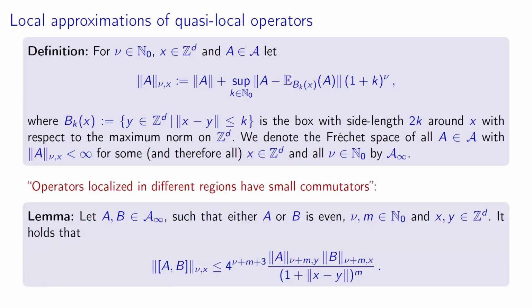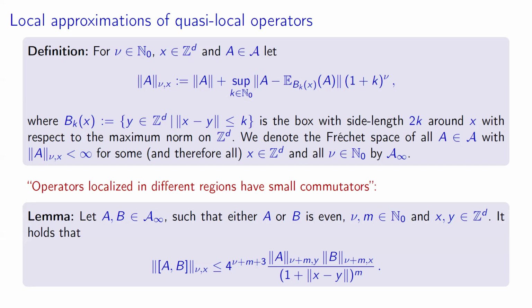Okay, and why is this useful to have this concept? Let me give you one example lemma, which I'm not going to prove. The proof is a long computation, but it's very simple. It's the idea that if we have two operators that are localized in different regions of space, if they are strictly localized and one of them is even, they will commute. But now we have operators that are not strictly localized but somewhat decaying. So what we expect is if they're decaying fast and far away, they will almost commute. And this is exactly what this lemma tells you.